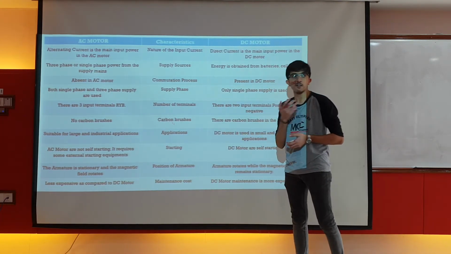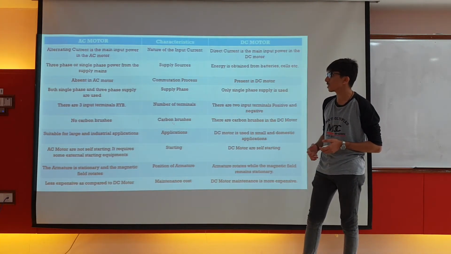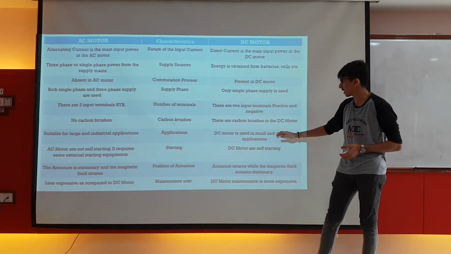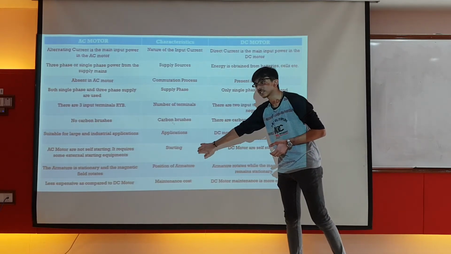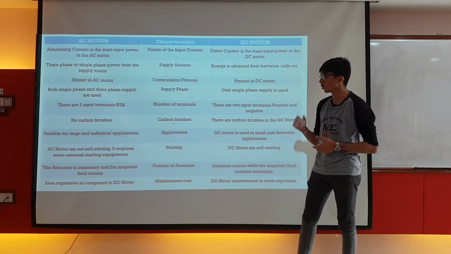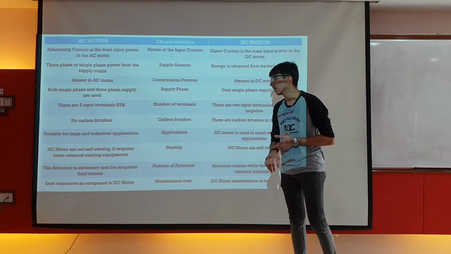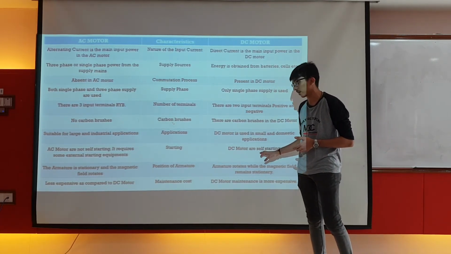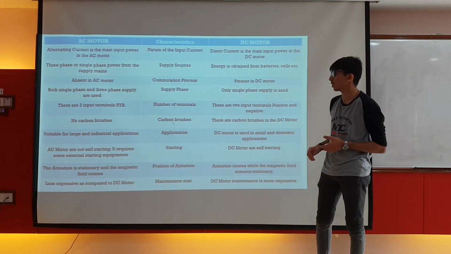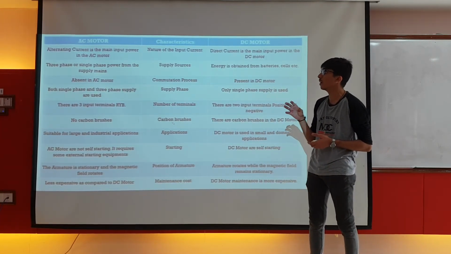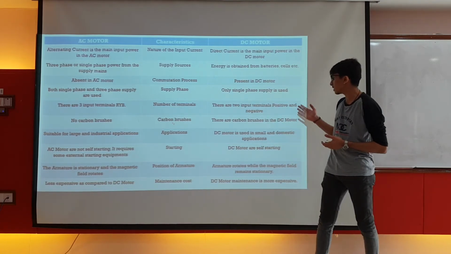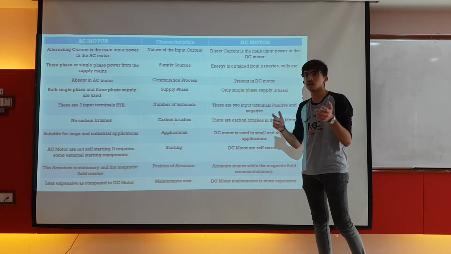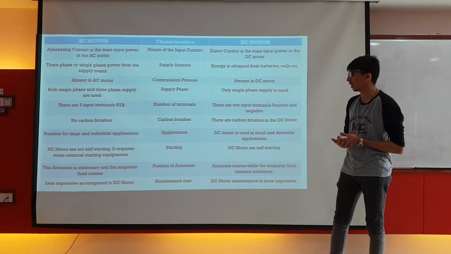Looking at the applications as explained by my friends, AC motors are used in large industrial applications, while DC motors are used in small domestic applications. For starting, as I said, synchronous AC motors are not self-starting and require external starting equipment, while a DC motor is self-starting. Looking at the position of the armature, the armature is stationary and the magnetic field rotates for an AC motor, while for a DC motor the armature rotates and the magnetic field is stationary. So it's rather opposite. Lastly, the maintenance cost.